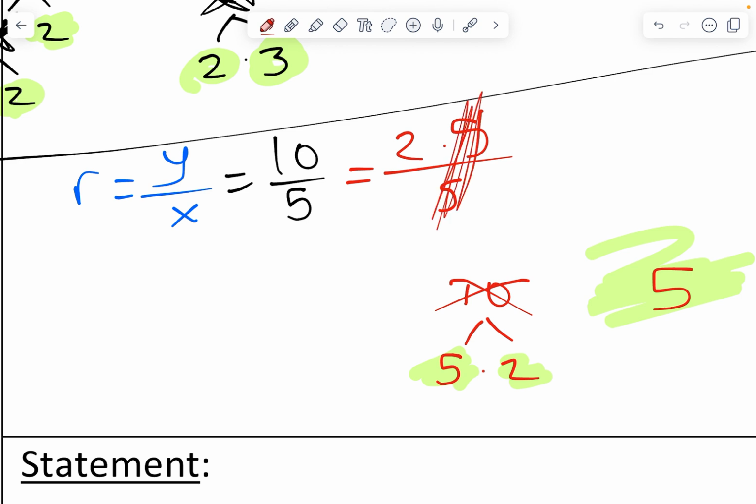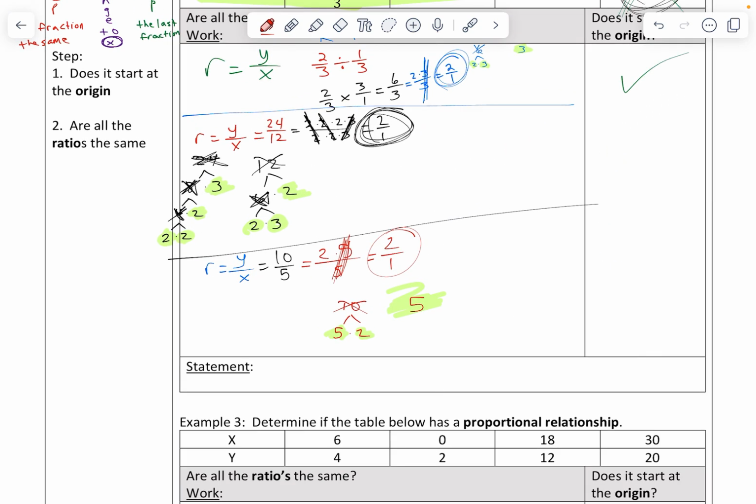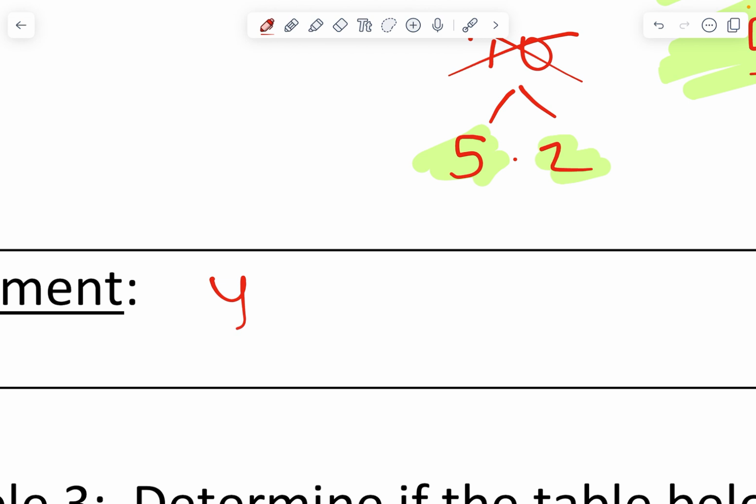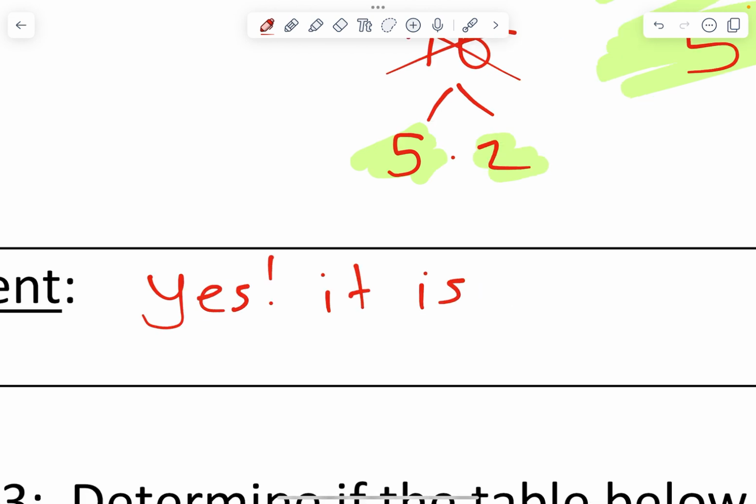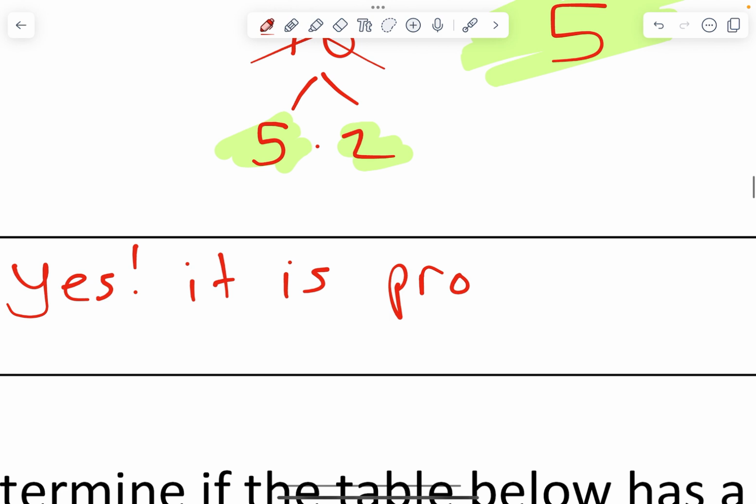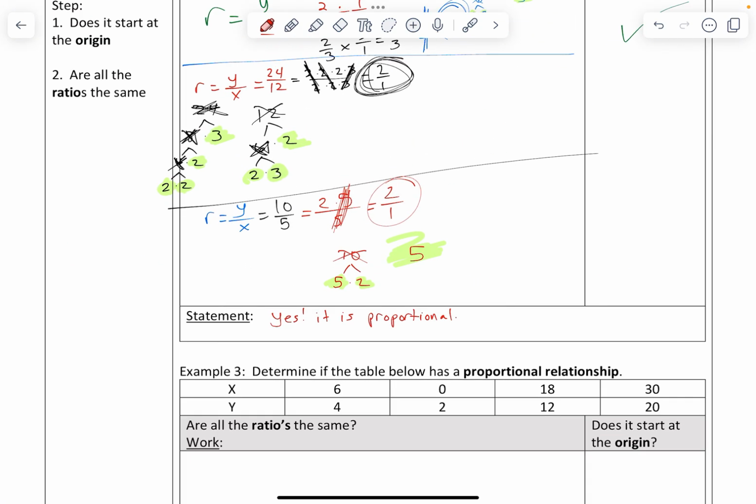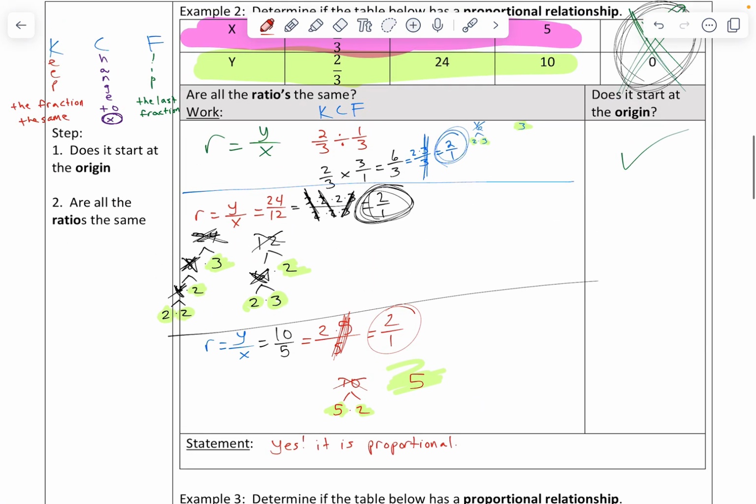Cross off the ones that match. All we're left with is a 2. We put it over a 1. Are all of our fractions the same? Yeah, they are. So yes, it is proportional. And again, the reason why, we started at 0, 0 was partnered with 0, and all the fractions were the same, okay?